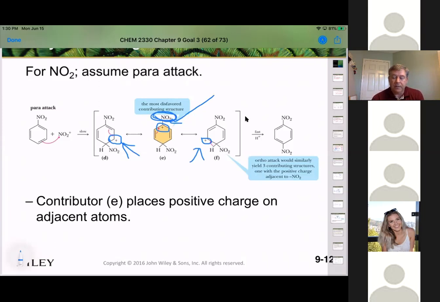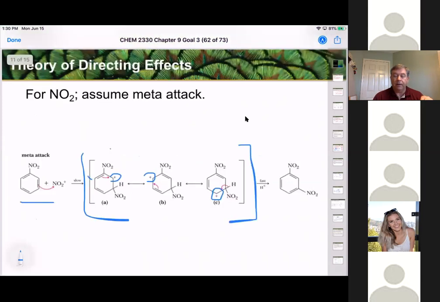Because that works out, that makes this a disfavored resonance contributor, meaning we only have 2 resonance contributors now. 2 resonance contributors is less stable than the 3 resonance contributors that we find in our meta attack. So that partially positive group on there, number 1, deactivates the ring a little bit because of that partially positive charge.